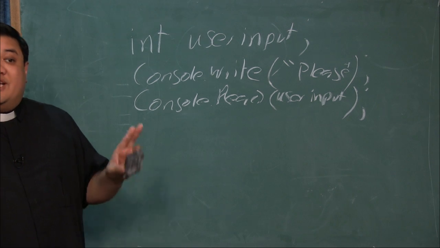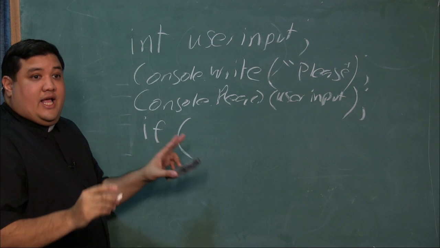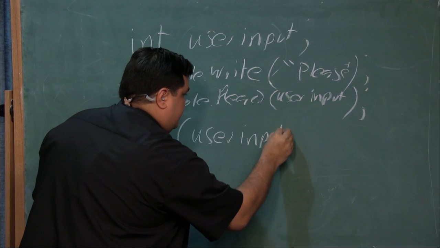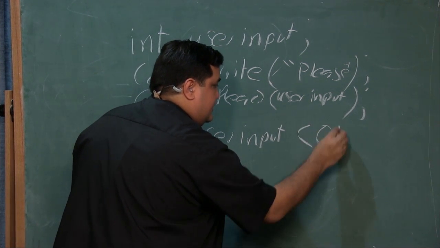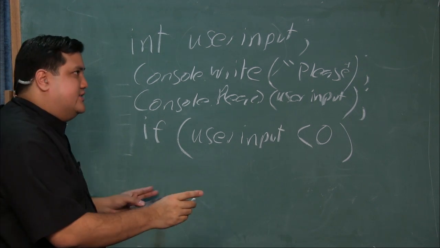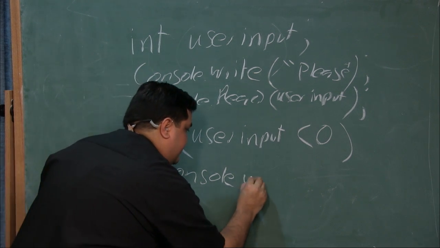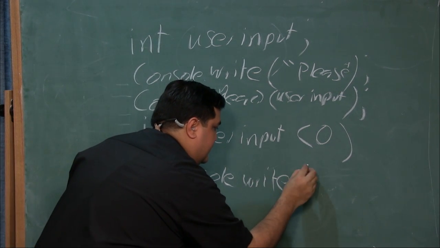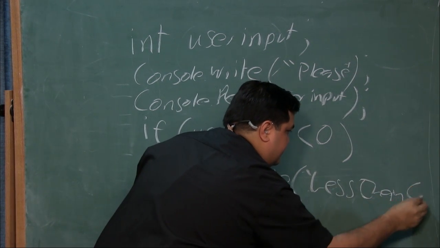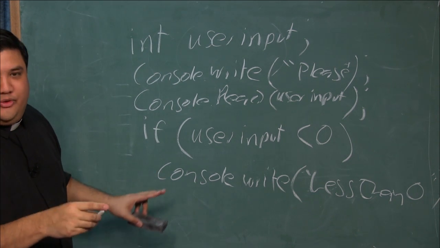And the operation that I want to do is an if-then statement. I'm going to say if, now here's my condition, if user input is less than 0, then write console write less than 0. Or whatever you want that to say. Well, my handwriting is absolutely horrible. We really need a better board.